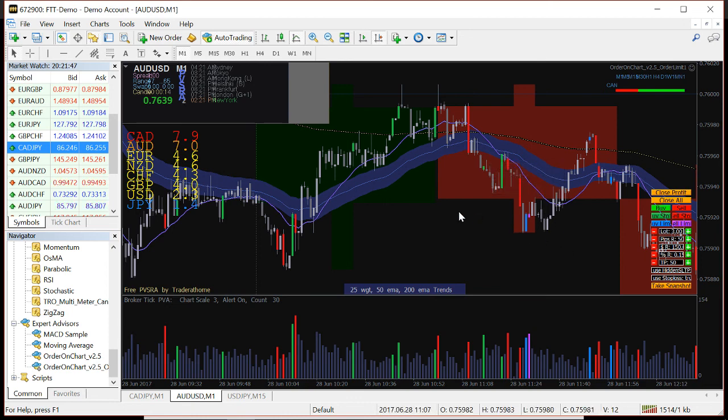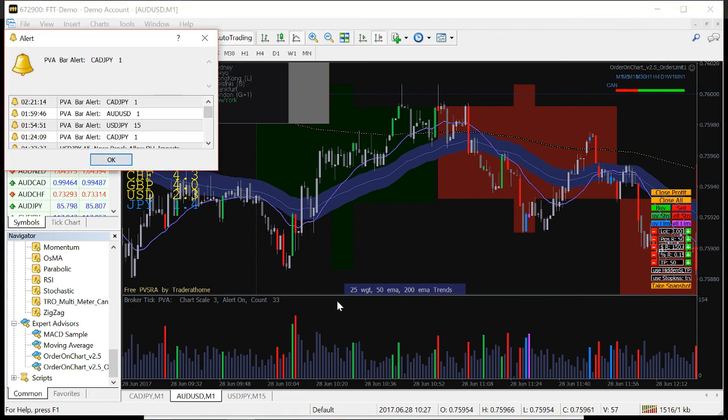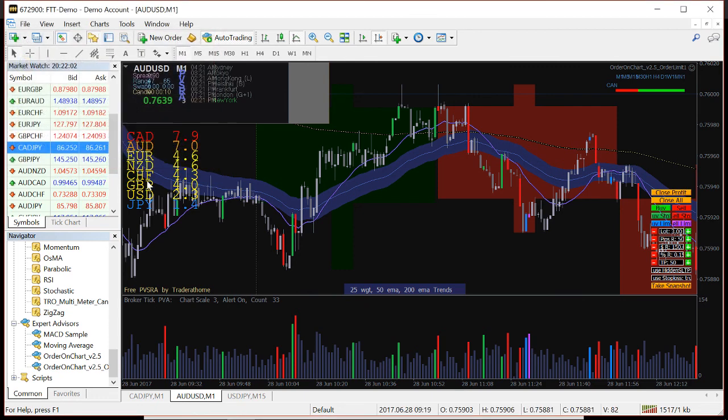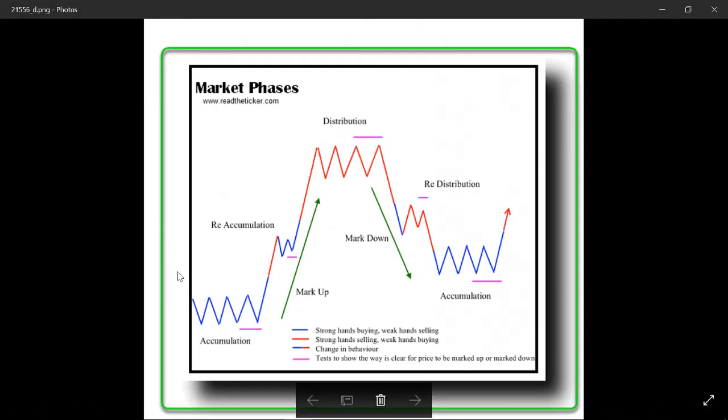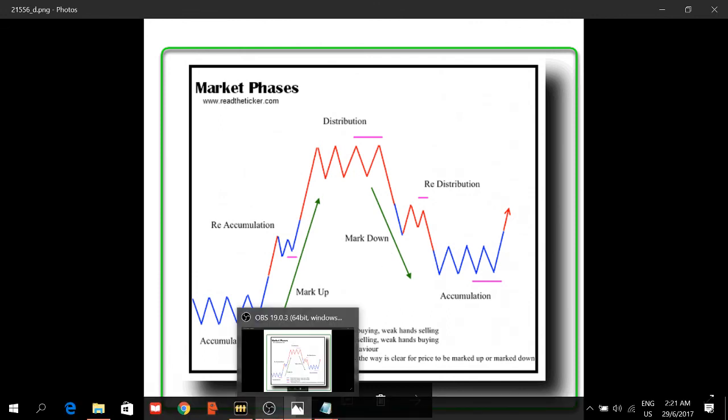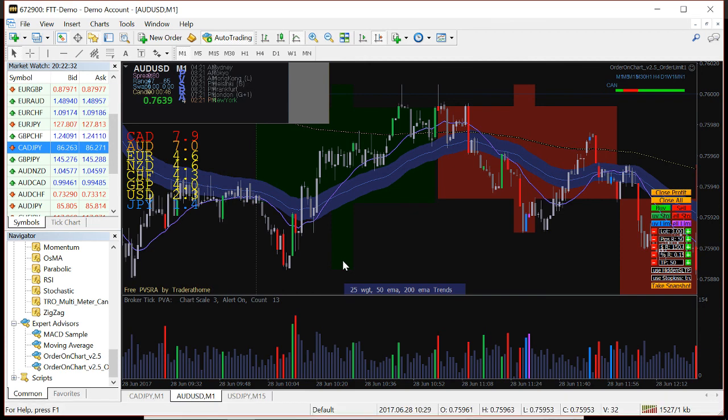All right, and this is a very good example, and I really wanted to make this video to explain to you guys how to identify things. Oh, we just got an alert. But anyways, how to identify the phases of distribution and accumulation based on this chart. By the way, this chart is from readtheticker.com. Okay, so from this diagram, which beautifully explains to us the phases of the market, I went to the charts and explained to you guys how to identify all those phases.